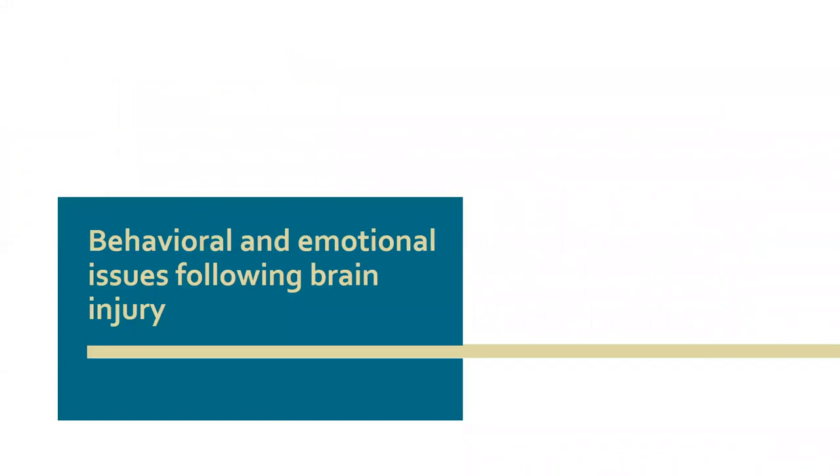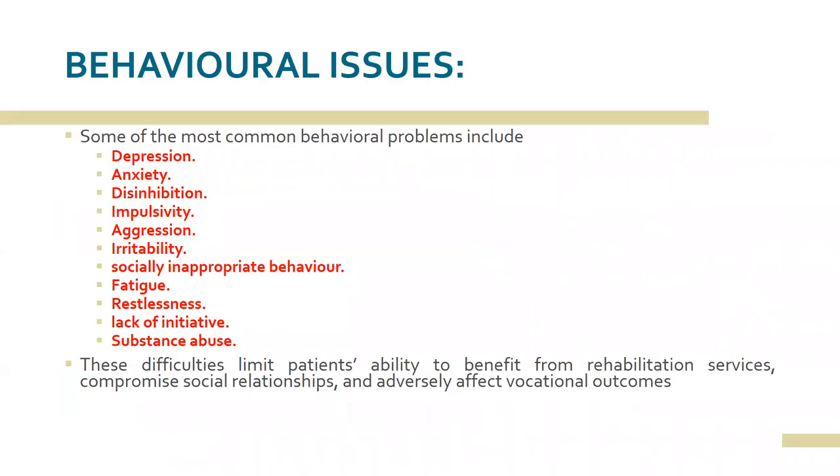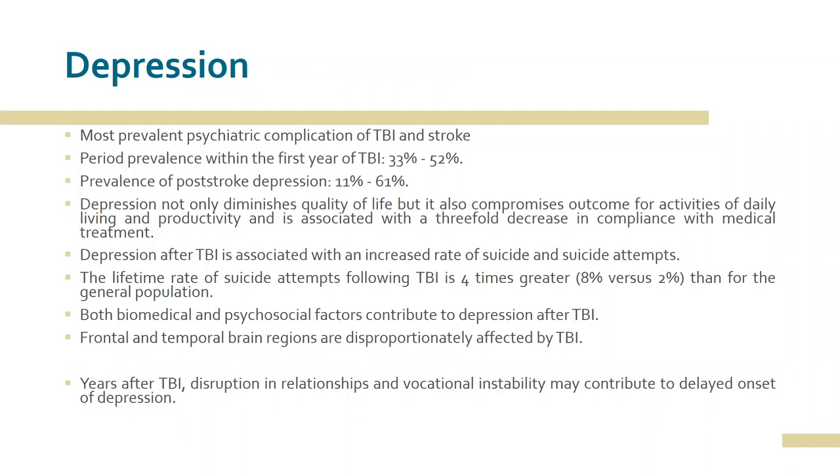Then coming to the behavioral and emotional issues following brain injury. The behavioral issues are depression, anxiety, disinhibition, impulsivity, aggression, irritability, socially inappropriate behavior, fatigue, restlessness, lack of initiative, and substance abuse. These are the most common. And as I have already told, after TBI, depression is very common. The prevalence within the first year of TBI is a high amount, 33% to 52%.